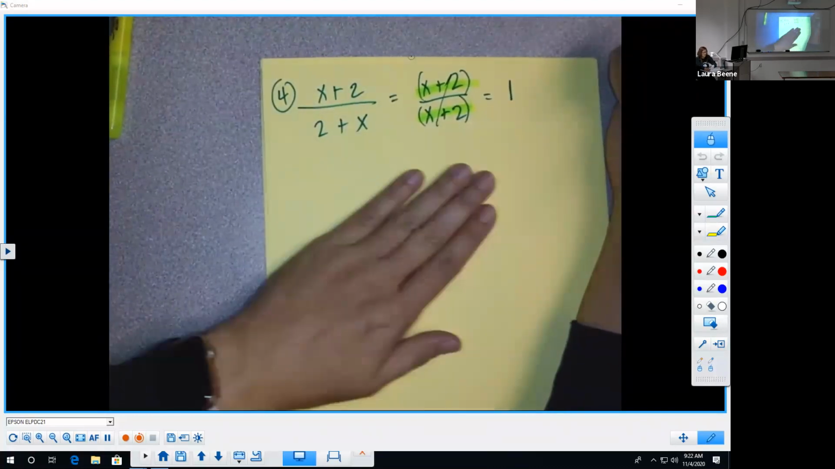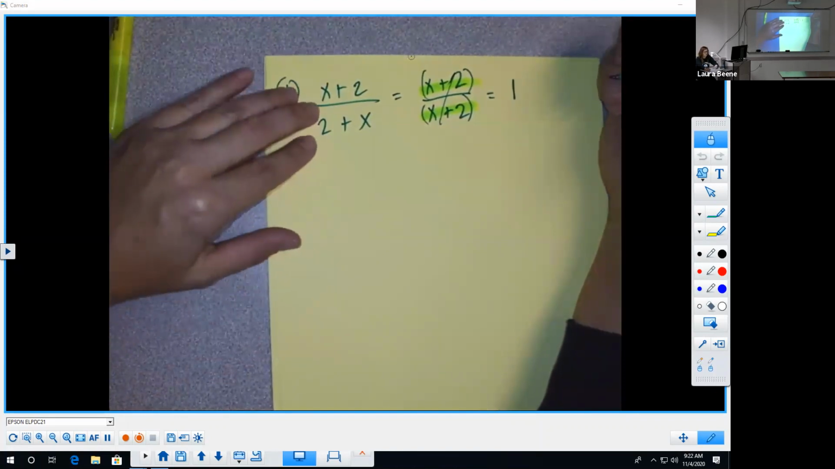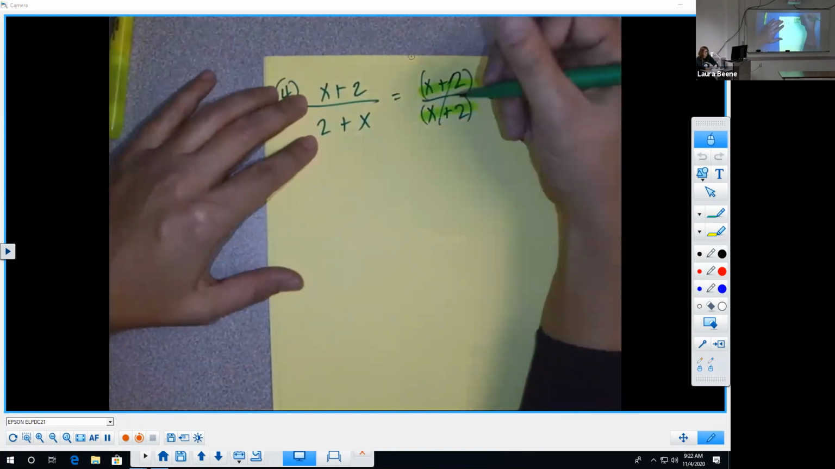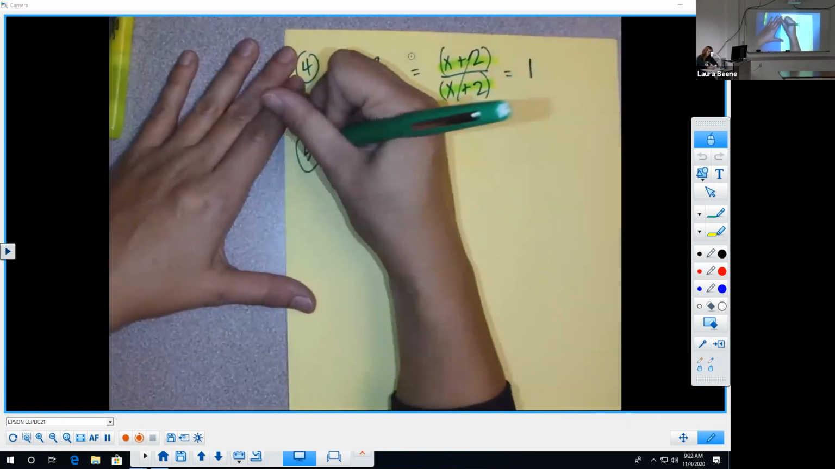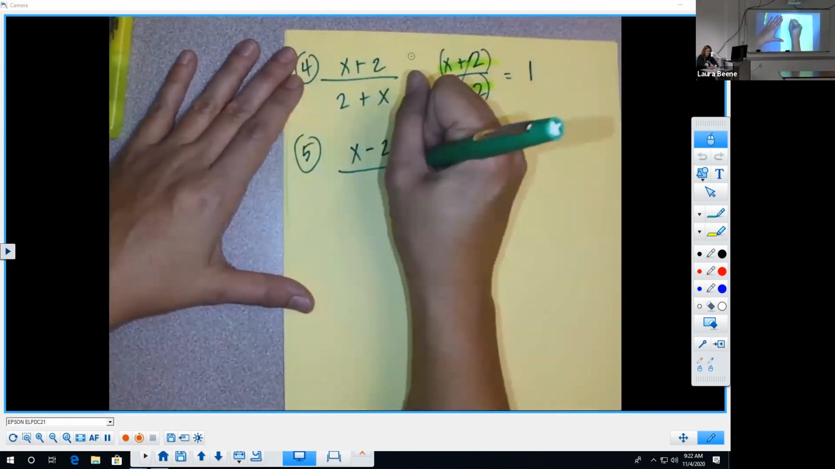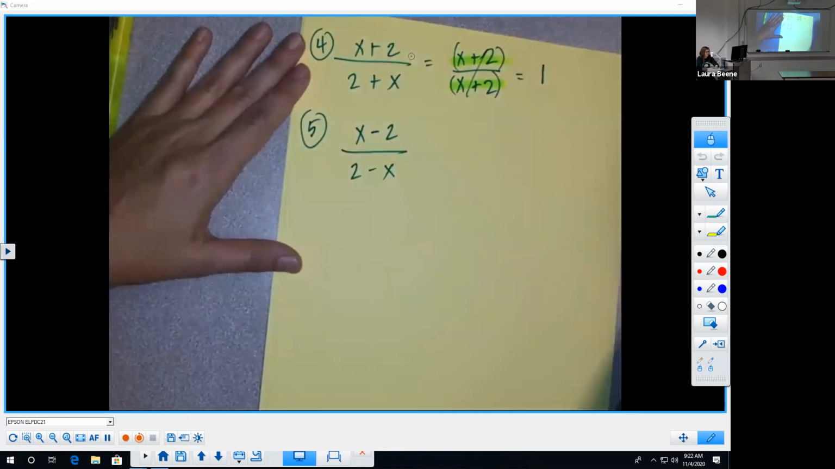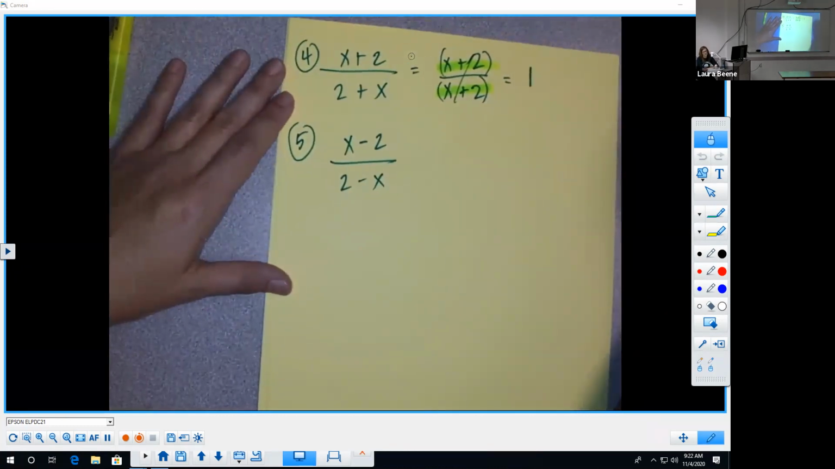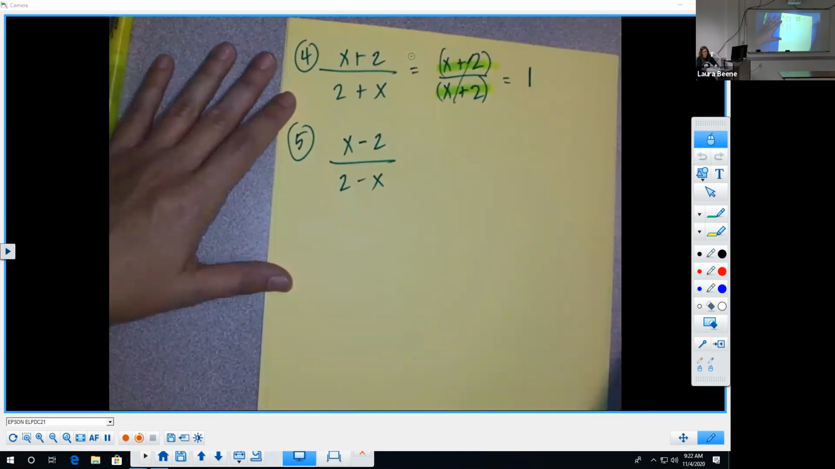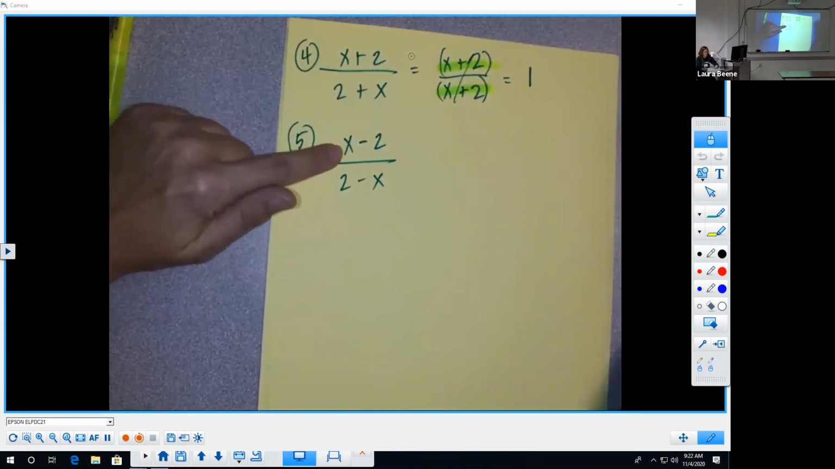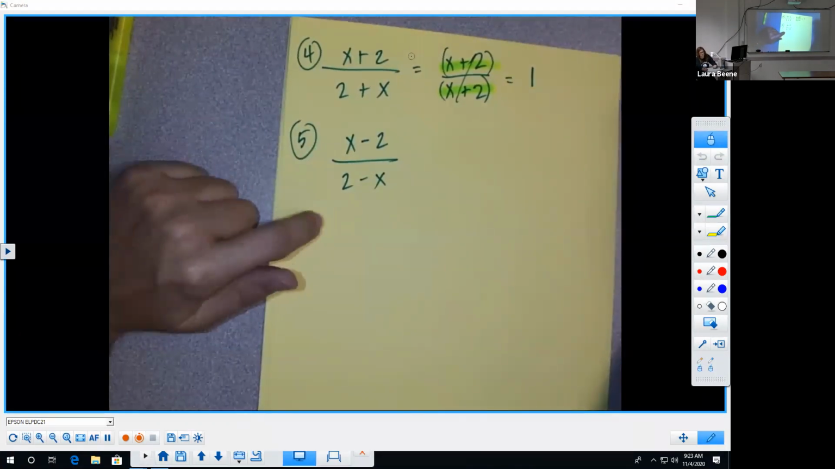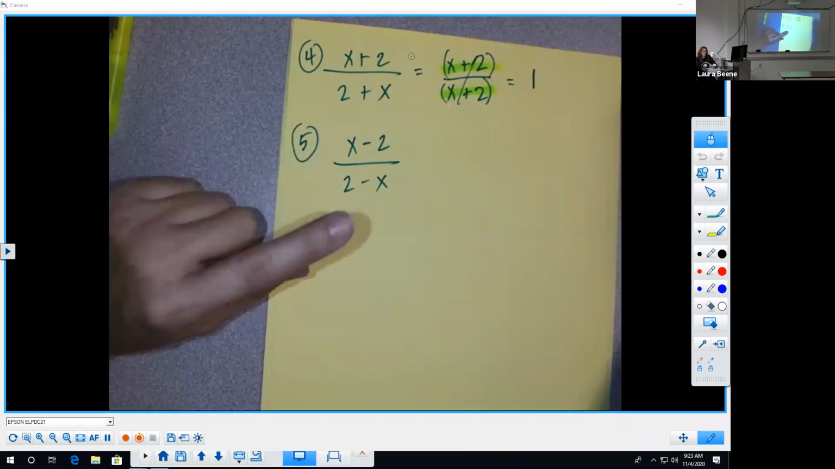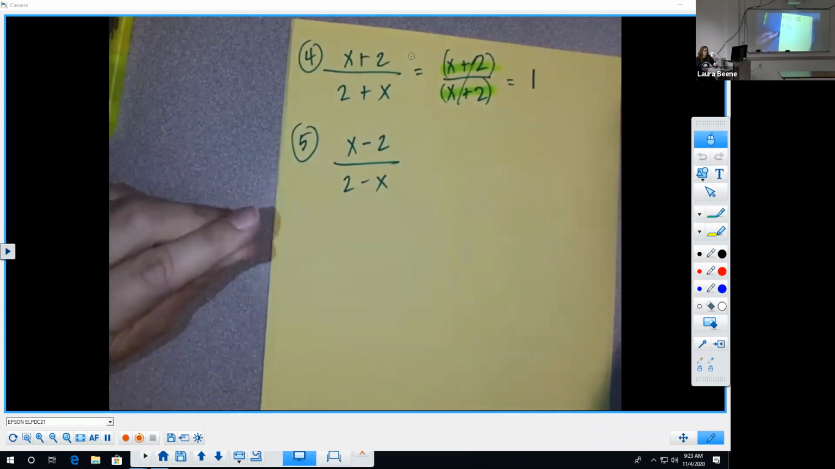Okay, so if it's just an addition problem and they're written backwards, you can rewrite them the same way and then cancel them out. What about subtraction? What about if it was x minus 2 over 2 minus x? Is that the same thing? No, think about a number. If I plug in 4, is 4 minus 2 the same thing as 2 minus 4? No. Is 10 minus 2 the same thing as 2 minus 10? No, you get the same number, but one of them is negative, one of them is positive, right?